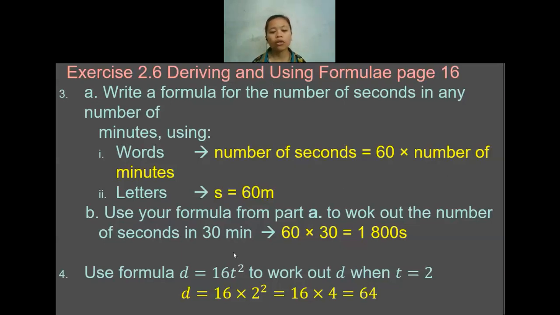And then for the question b, use the formula in part a to work out the number of seconds in 30 minutes. We have 30 minutes, so we have the value of m. The m is equals to 30. 60 times 30 will be equals to 1,800. So the answer will be 1,800 seconds for 30 minutes.